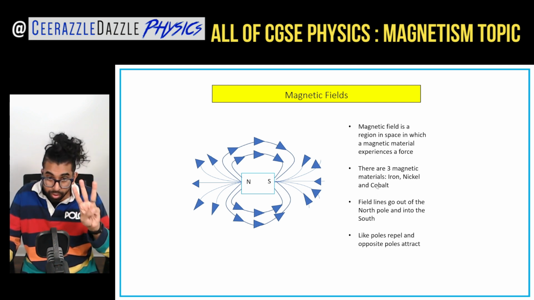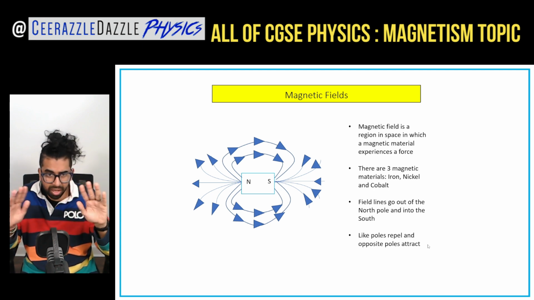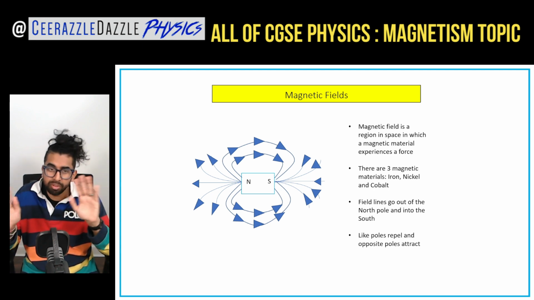We know that there are three magnetic materials: iron, nickel and cobalt. And like poles will repel and opposite poles will attract. That means if you put two north poles, they will repel, or two south poles, they will repel. If you put a north and south, they will obviously attract over here.